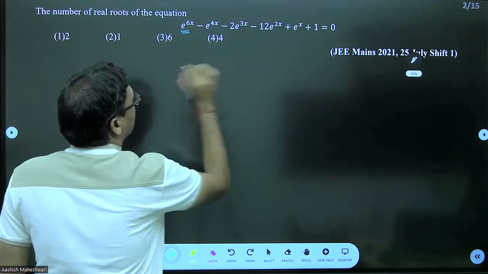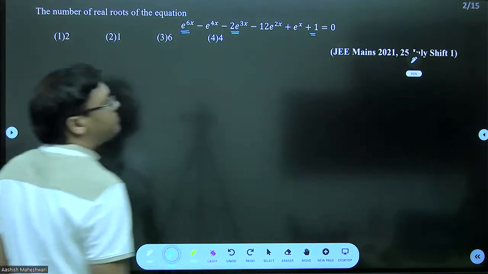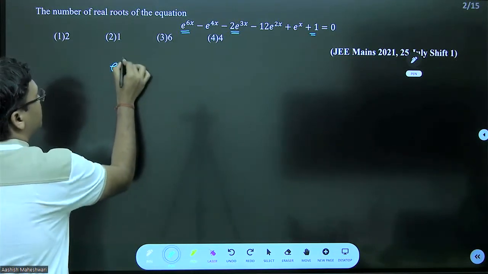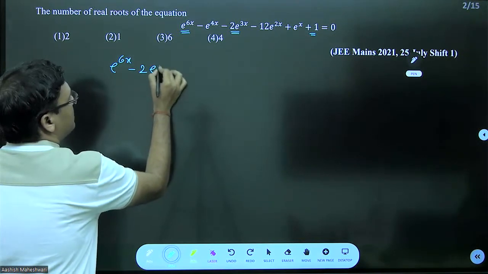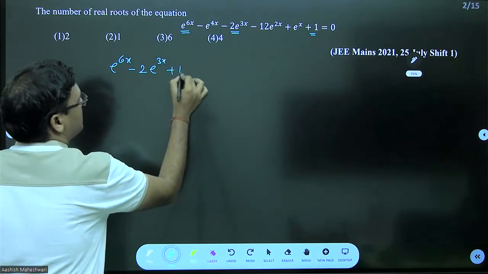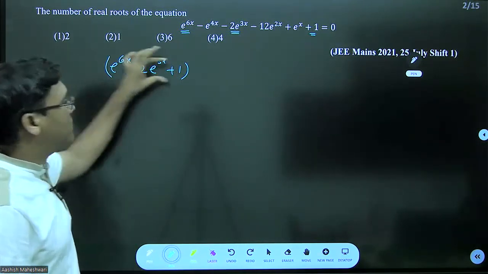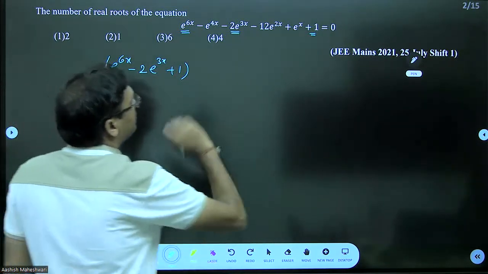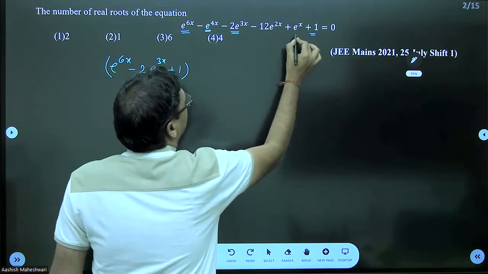You can see this is e raised to 6x minus 2 e raised to 3x and this plus 1. So if I take this term e raised to 6x minus 2 e raised to 3x और ये plus 1. Now why I'm taking these terms all together? Because ये देखो perfect square नजर आ जाएगा आपको, ठीक है? Now see the remaining term you see here, this term and this term.